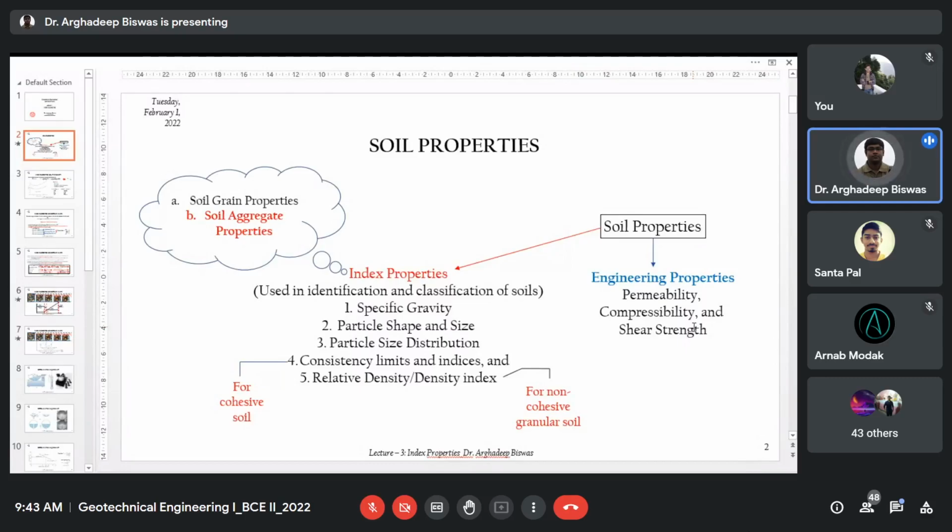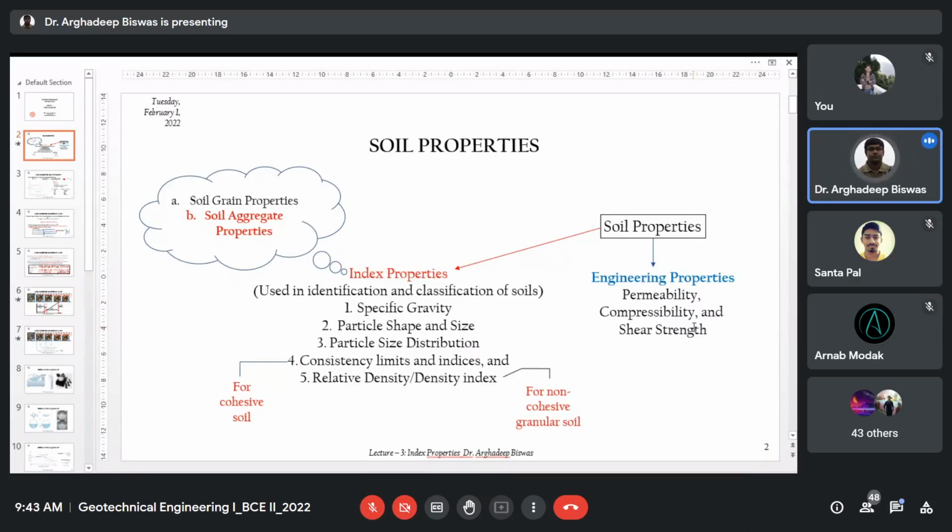So what are those properties we are looking for? These are specific gravity, particle shape and size, particle size distribution, consistency limits and indices, and the fifth one is relative density or density index. The first two, that is specific gravity and particle shape and size, are purely soil grain properties. Next, the third one, particle size distribution, is a soil aggregate property.